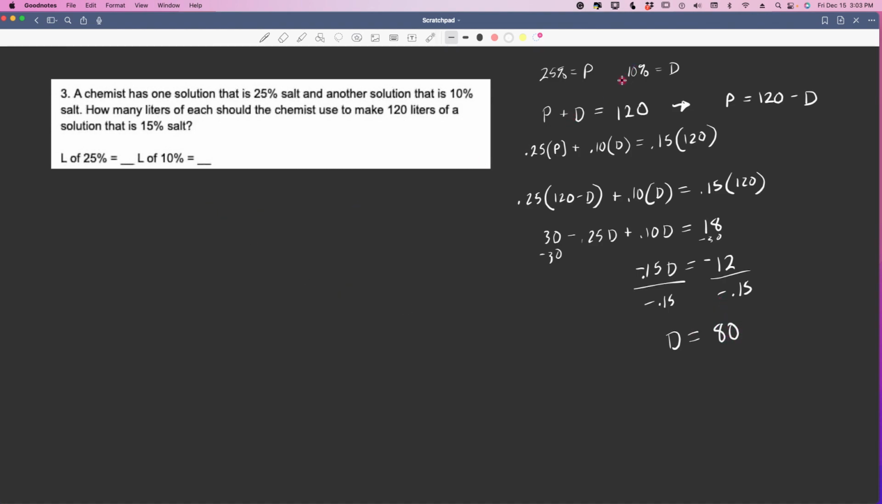So D is 10%, so that would be 10% here. Or I'm sorry, it already says 10%. The 10% solution, we would have 80 liters of 10%. So if we have 120 liters total, 120 minus 80 would give us 40 liters of the 25% solution. So that's what would go there. And it matters which one of these you put in there because the percentage is how much you would put of that percentage in there.